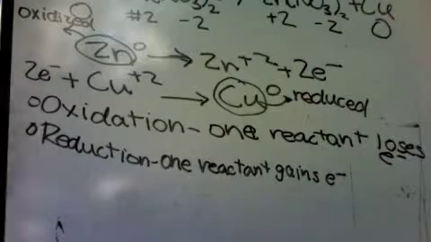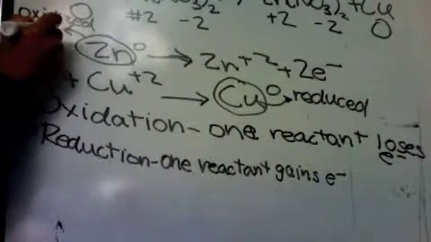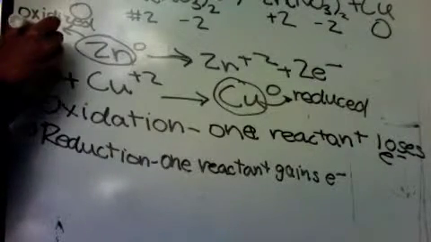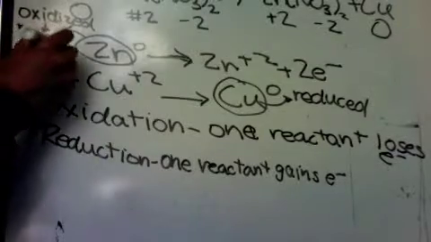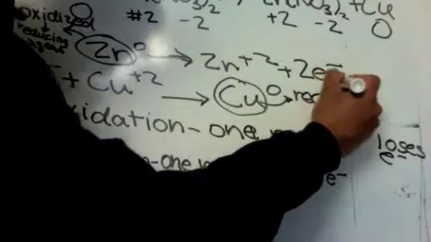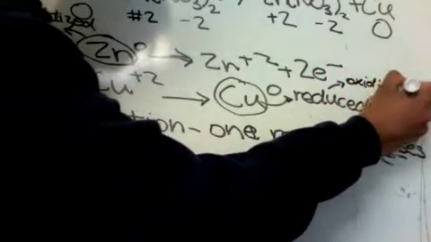There are two other terms that scientists use. The reactant that is oxidized is called a reducing agent, and the one that is reduced is called the oxidizing agent.